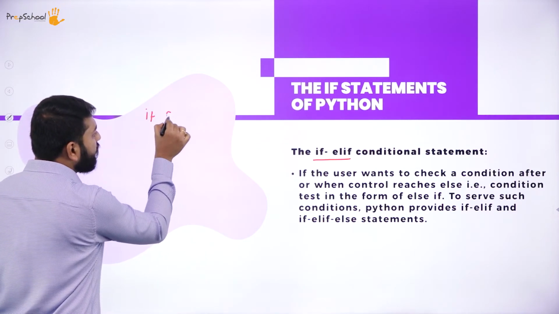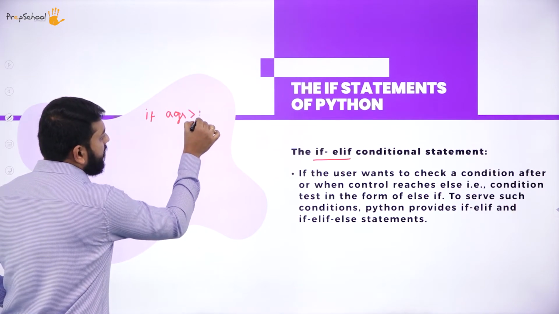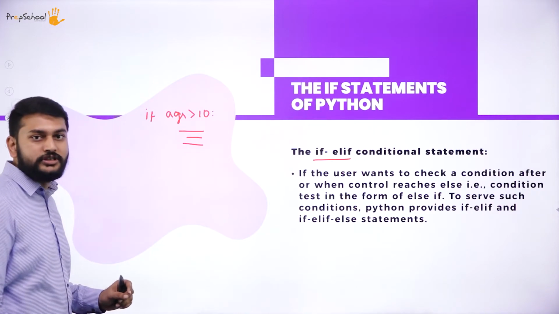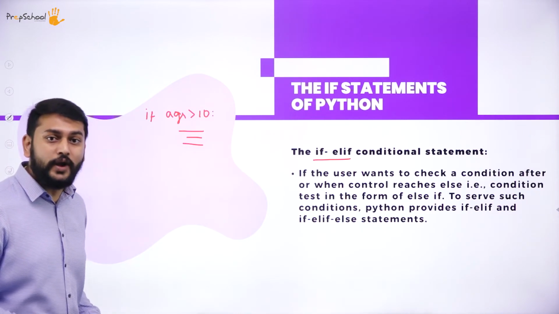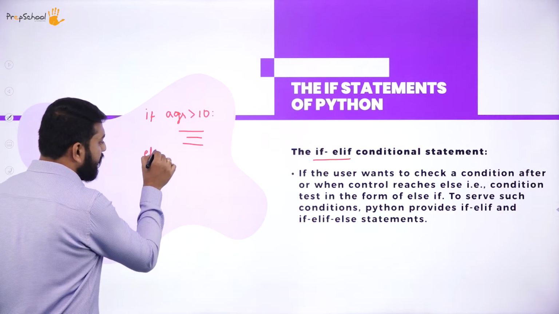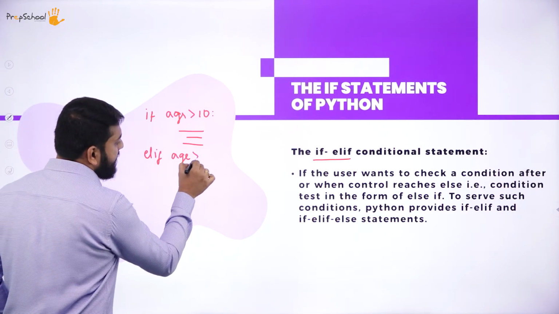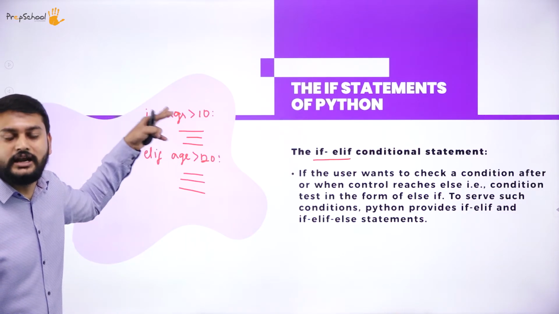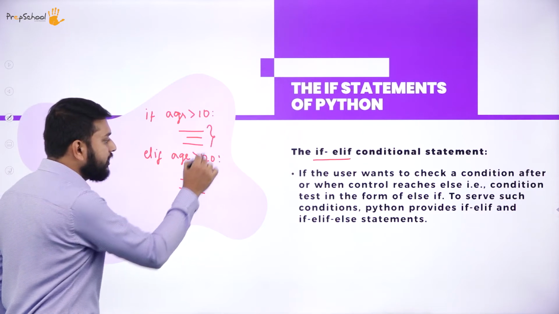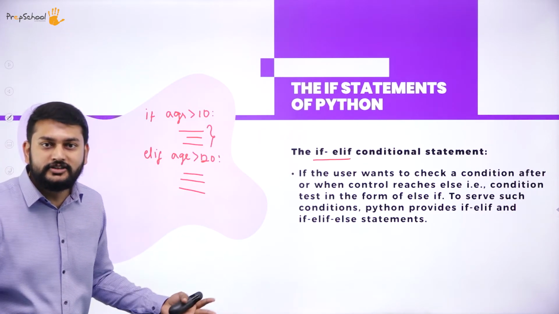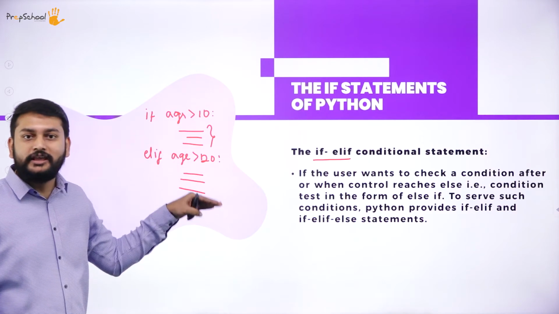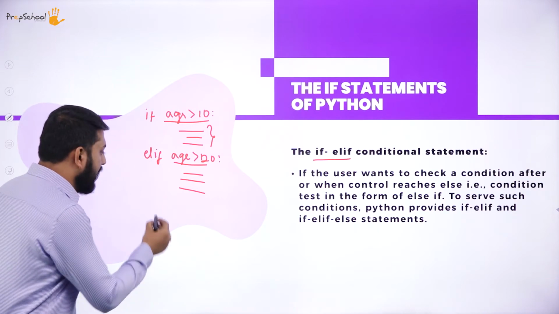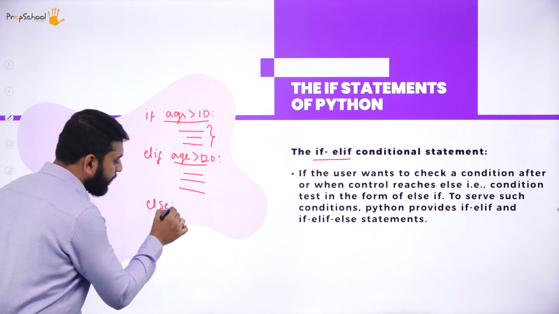So I will be writing if age is greater than 10. I have to execute these statements. Suppose if age is greater than 20, so how can I do that? I will be executing these statements. If age is greater than 10, I give the chocolates. If age is greater than 20, give the burgers or pizza. So like that I'll be executing based on the conditions, but I will have only one else block.